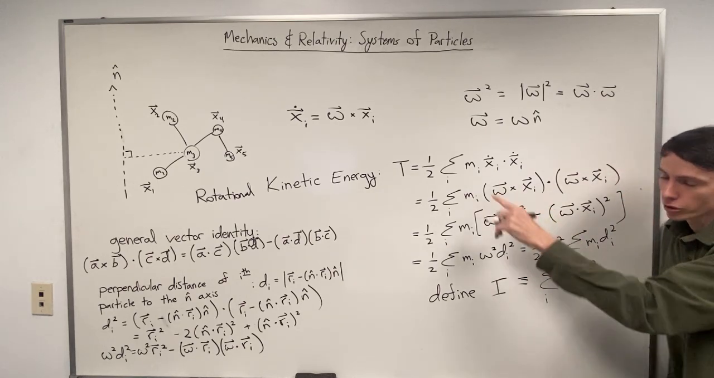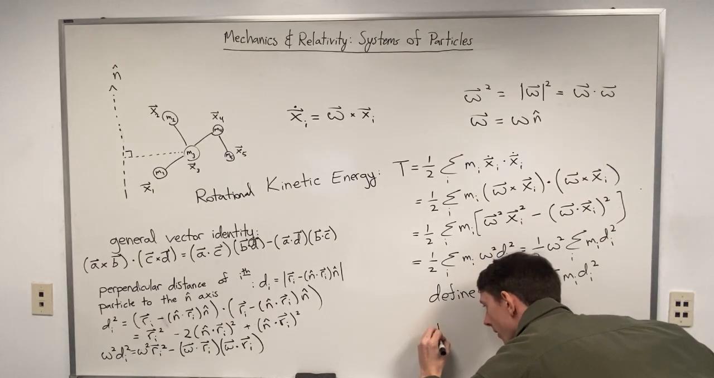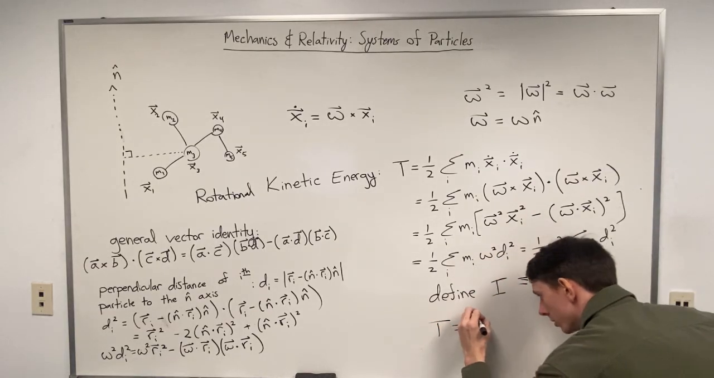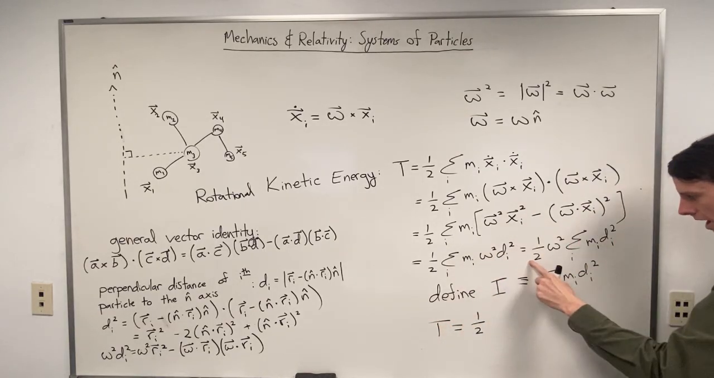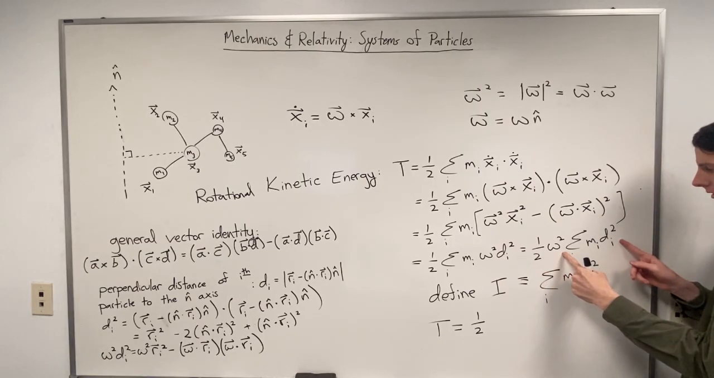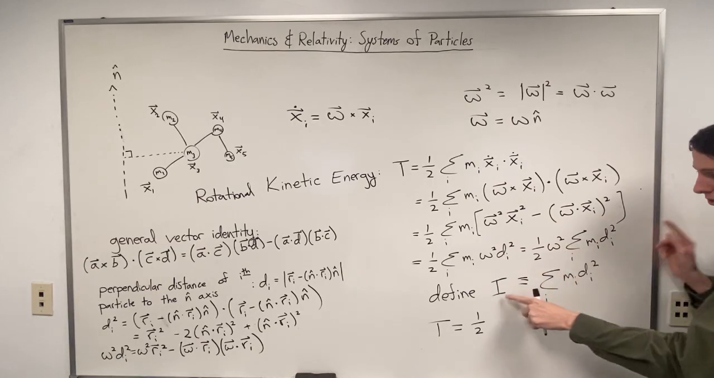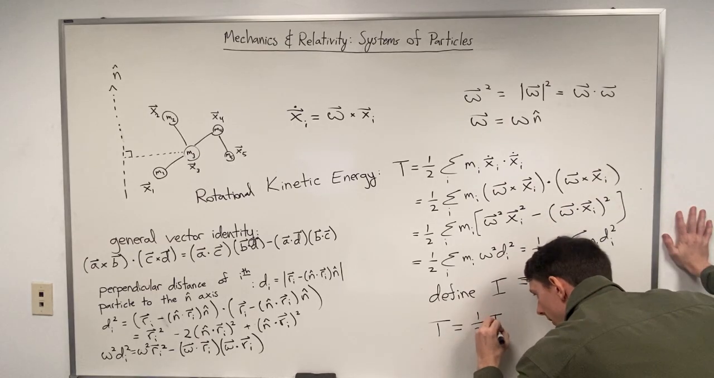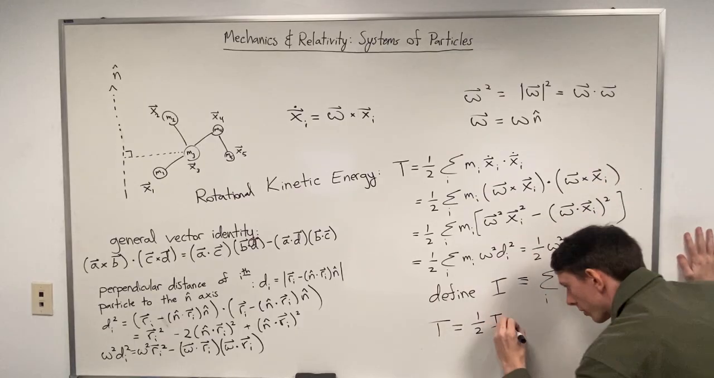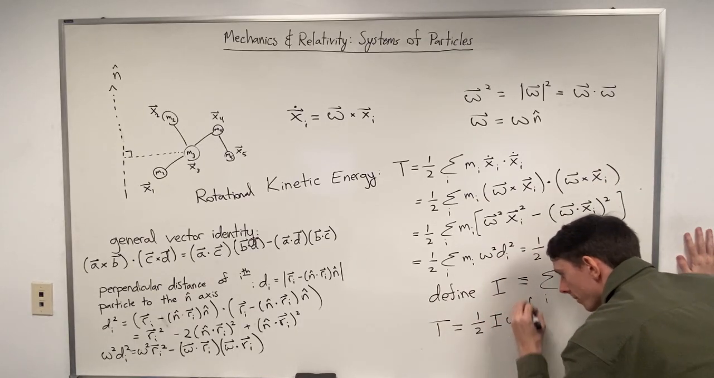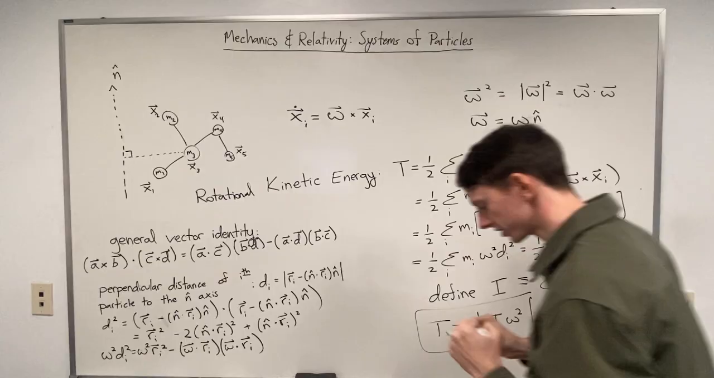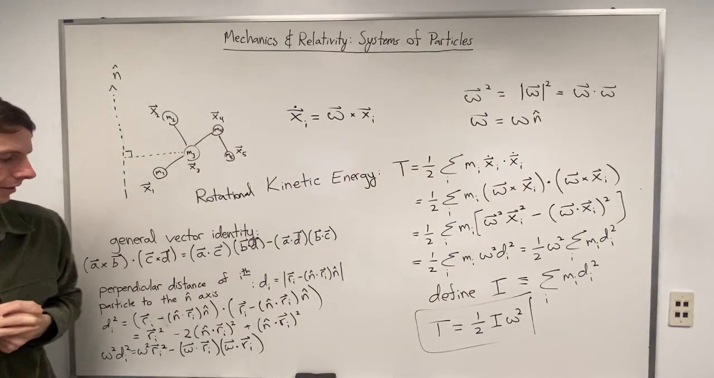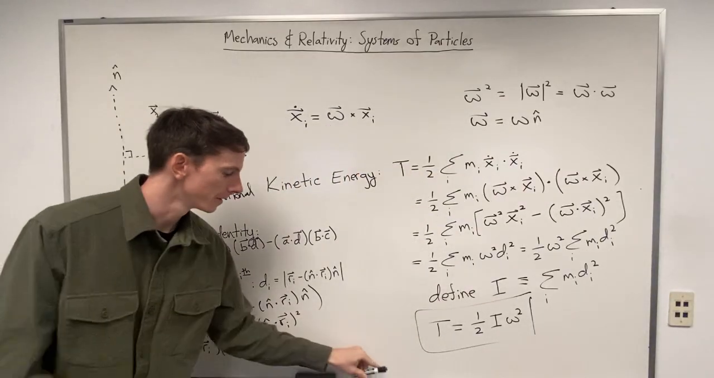then the total rotational kinetic energy becomes 1/2, this whole thing with the whole summation, we're just calling big I. And then we have omega squared. Okay. This is our expression for the rotational kinetic energy of the rigid body.